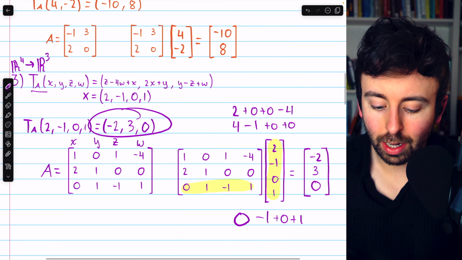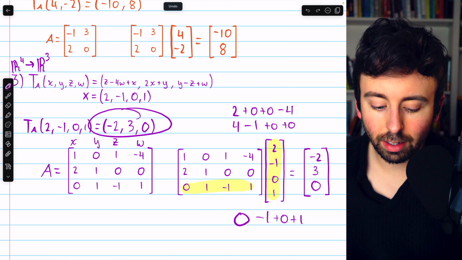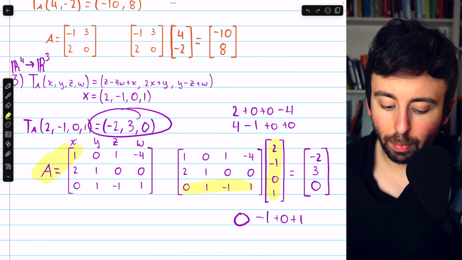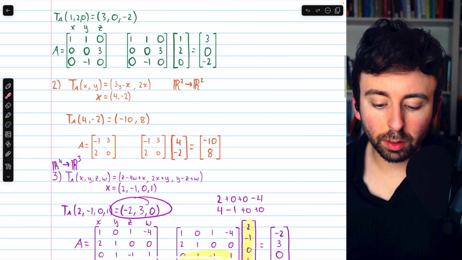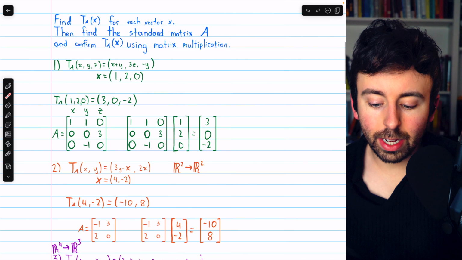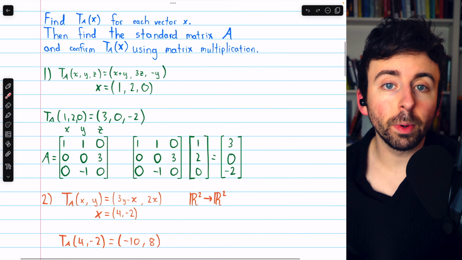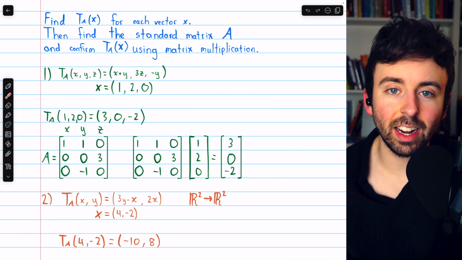So this linear transformation, all it actually does is multiply the input vector by this standard matrix A. So that's how to evaluate the linear transformation of a vector, and how it can also be carried out using matrix multiplication. You just have to find the standard matrix.